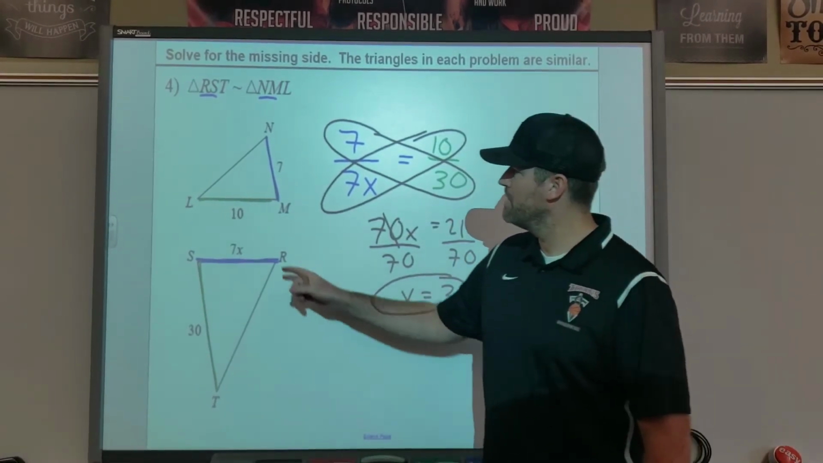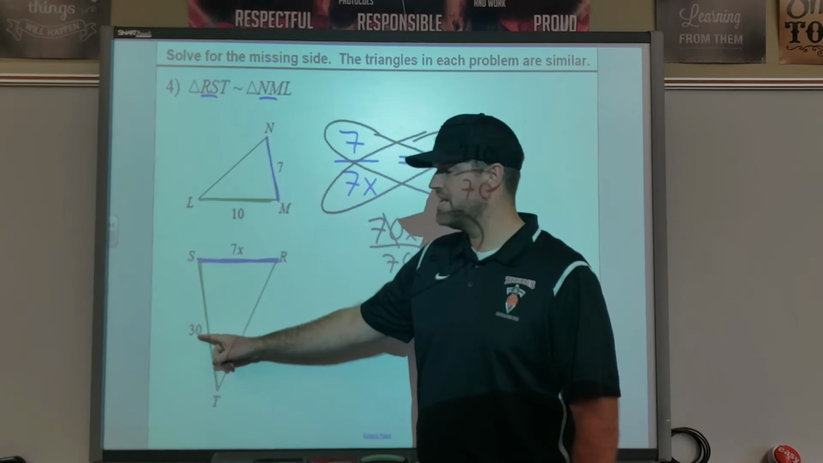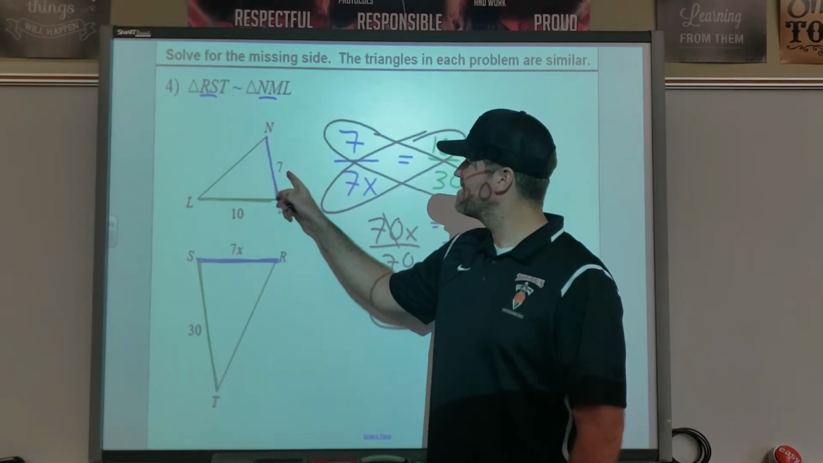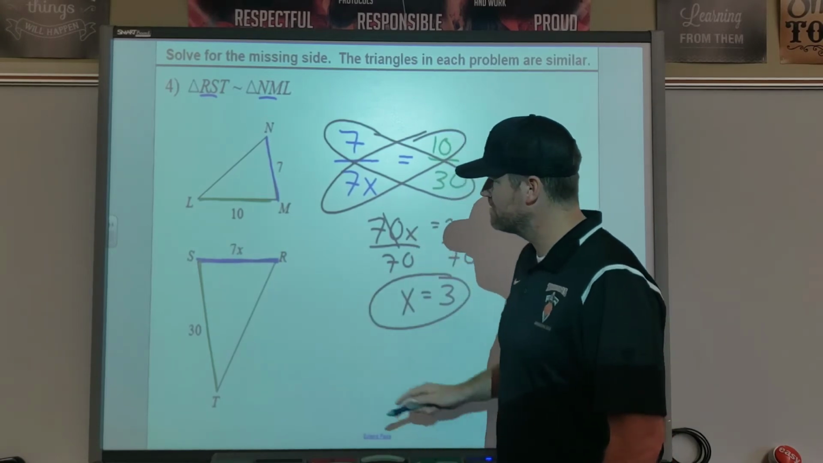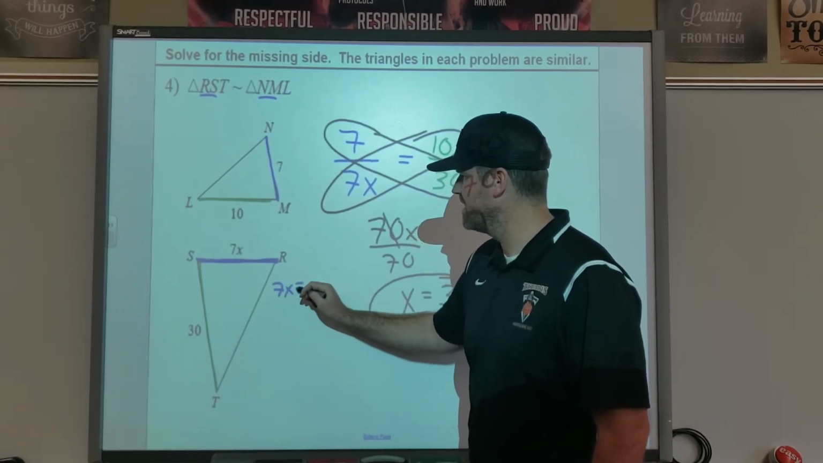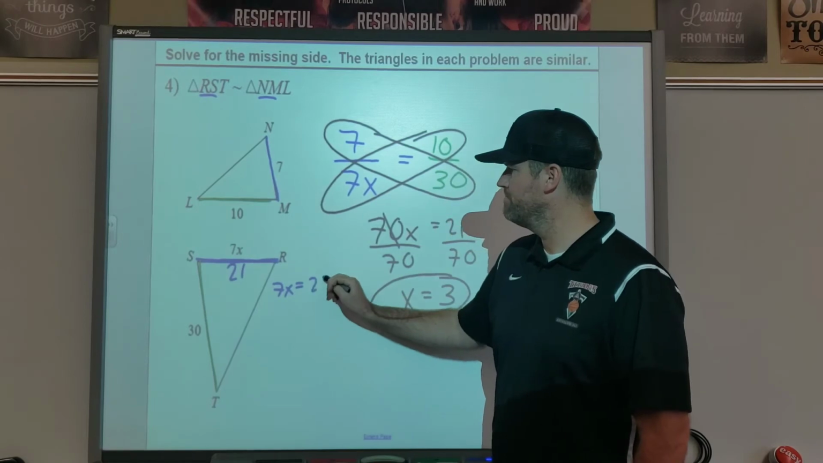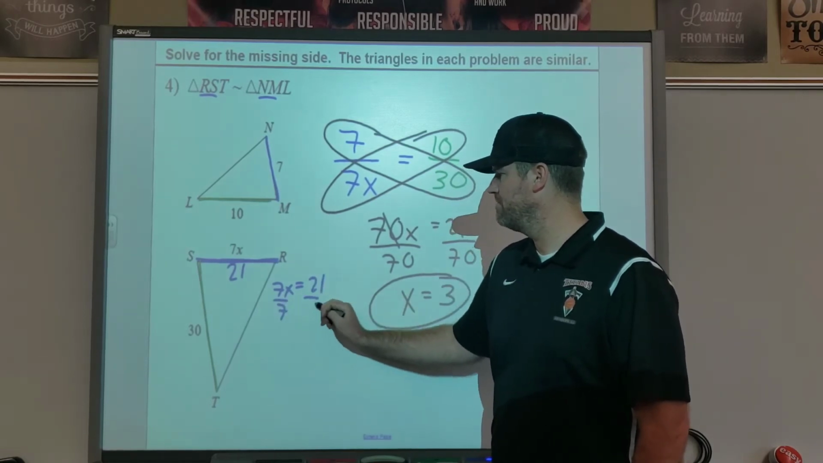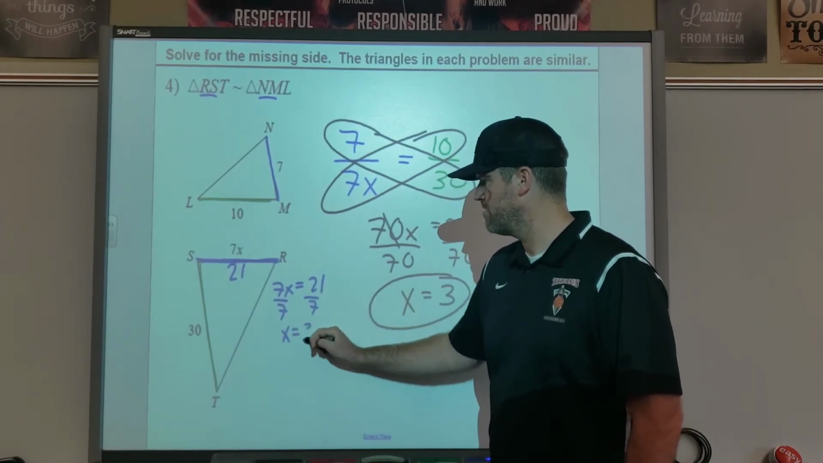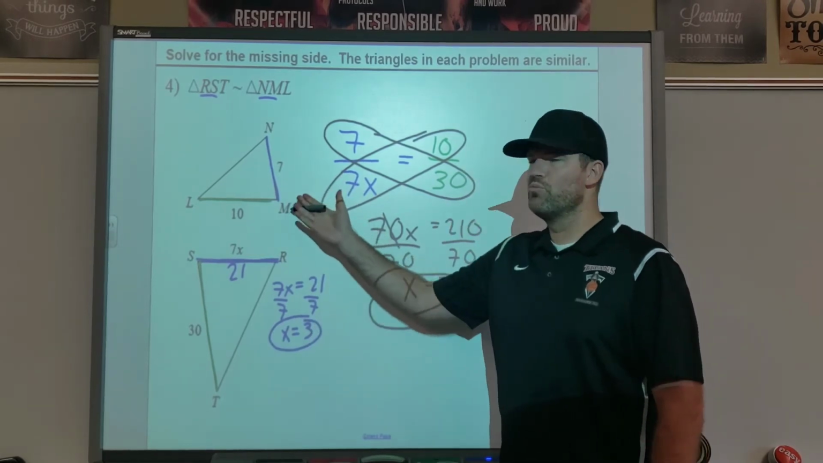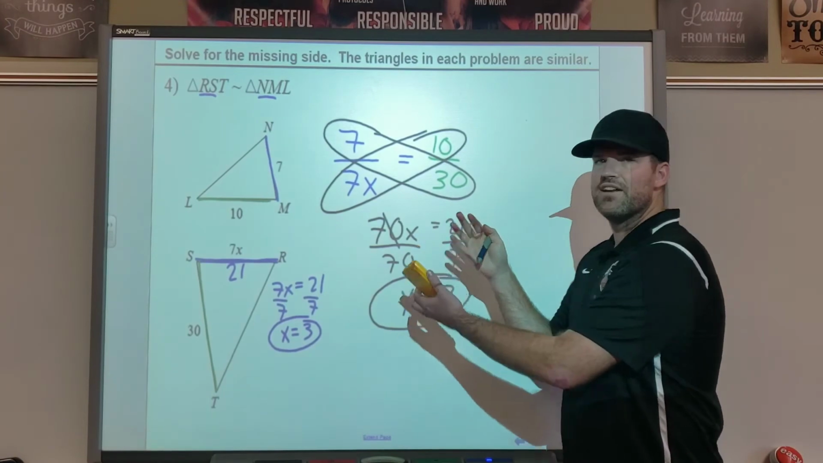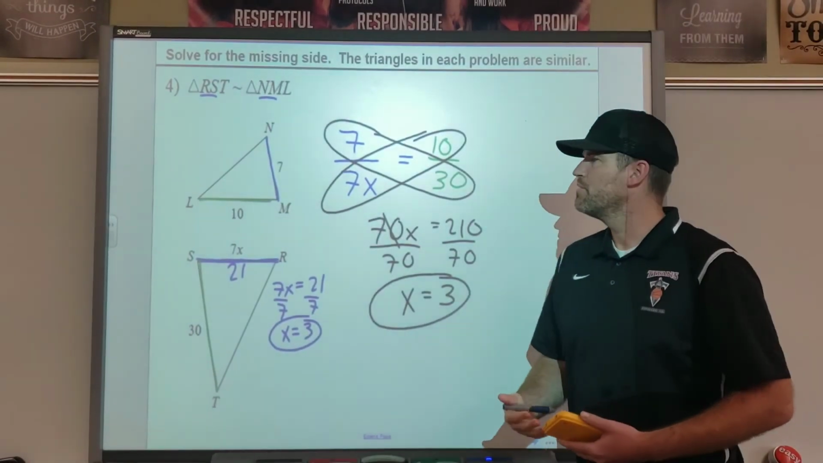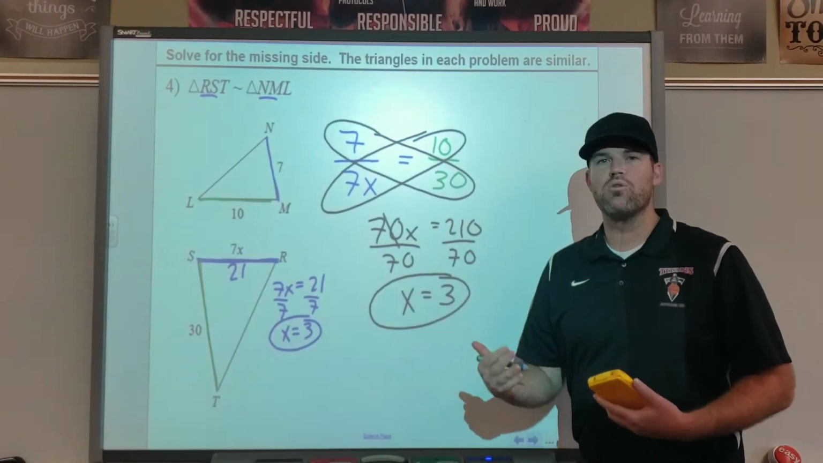Again, a shortcut might be, oh, 10 times 3 gives me 30. 7 times 3 gives me 21, so I know that 7x has to have a length of 21. Divide by 7, x equals 3. Not every problem will be as easy to find a shortcut like that. That's why proportions are the one we want to use the most, because when in doubt, proportion will always work.